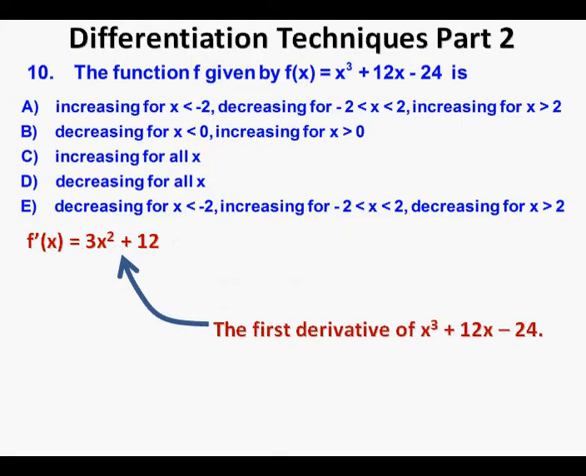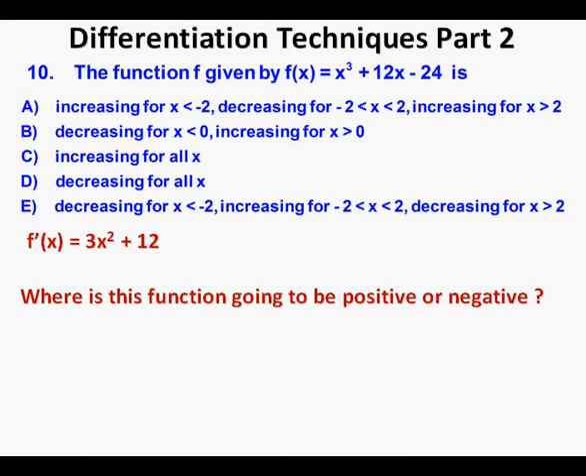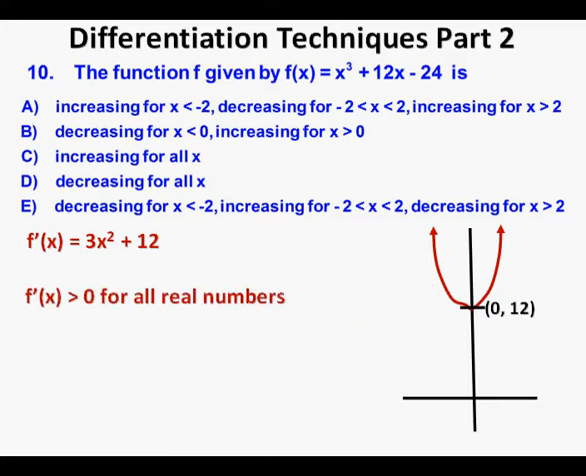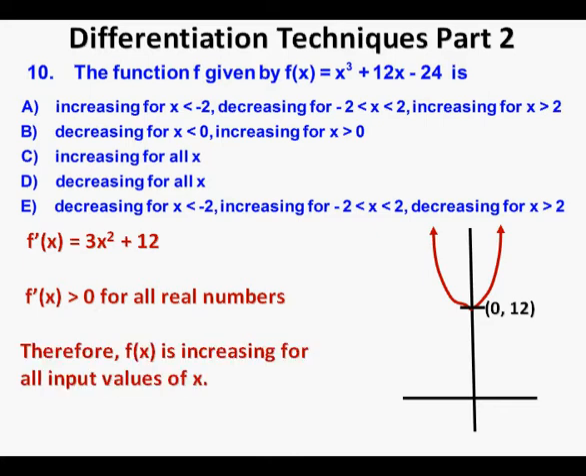Now to evaluate, where is the value of this function going to be positive or negative? To help answer this question, we'll look at a sketch of this function, and this is what that sketch looks like. The y-intercept and function minimum is at 12, so the value of the derivative function is always positive for any and all real numbers. Therefore we know that the function f is increasing for all values of x. So our correct answer is C, increasing for all x, which we circle as correct.